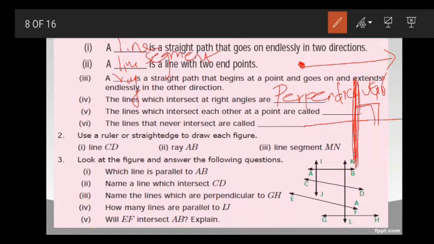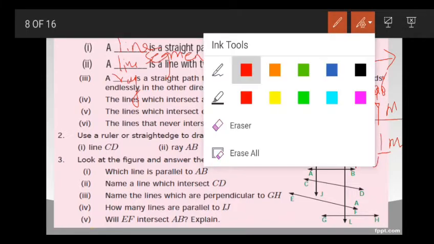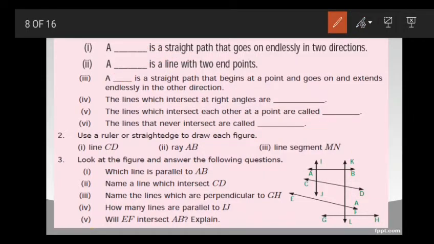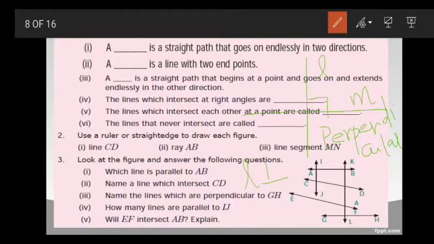This thing you have to make note. Lines which intersect at right angles are called perpendicular lines. If 2 lines L and M are perpendicular, we will use this symbol L perpendicular to M. So I repeat, when 2 lines L and M are intersecting at right angle, then they are called perpendicular lines. P-E-R-P-E-N-D-I-C-U-L-A-R, perpendicular lines.